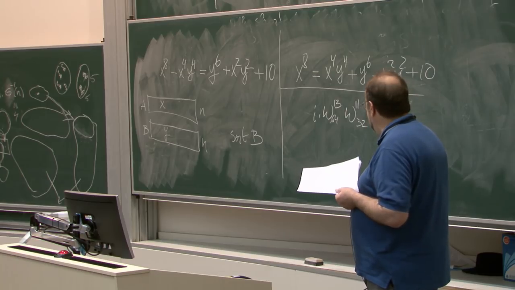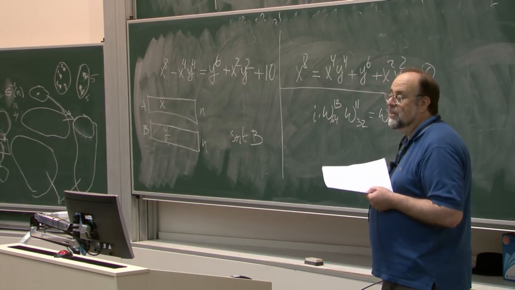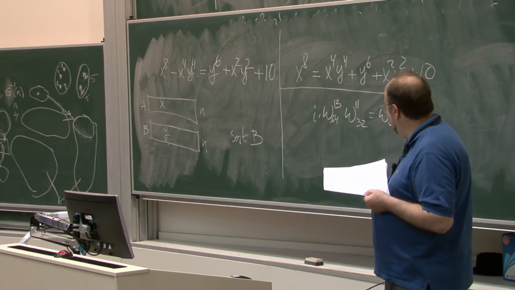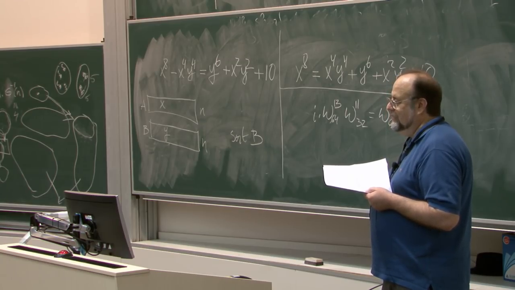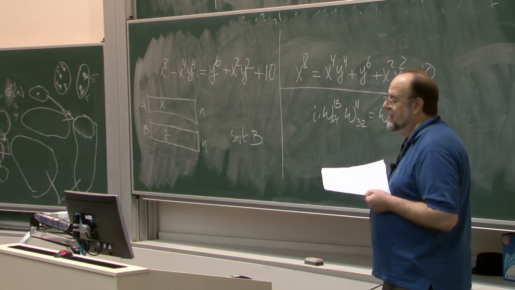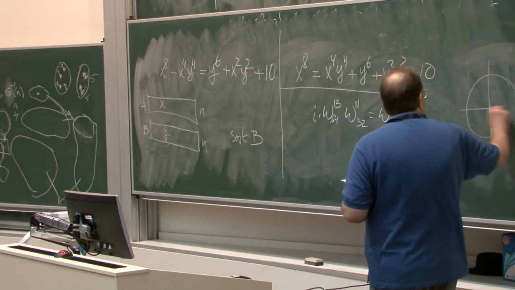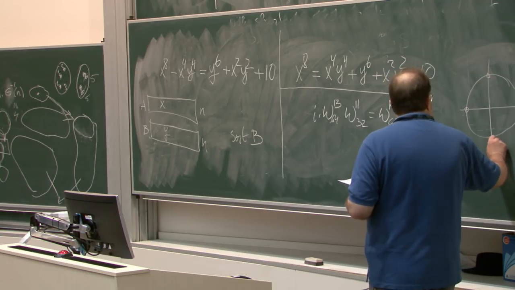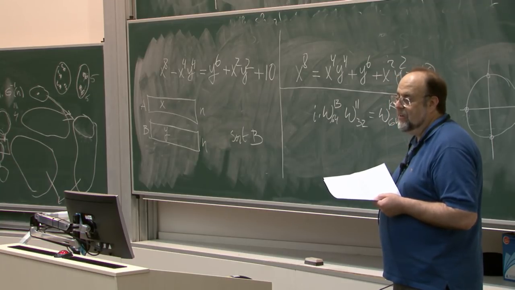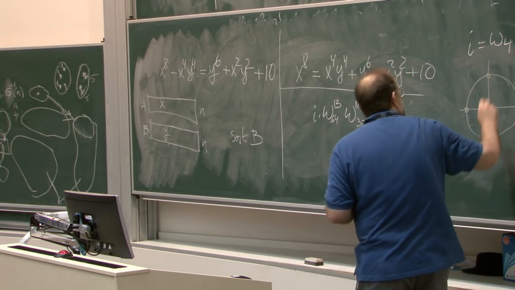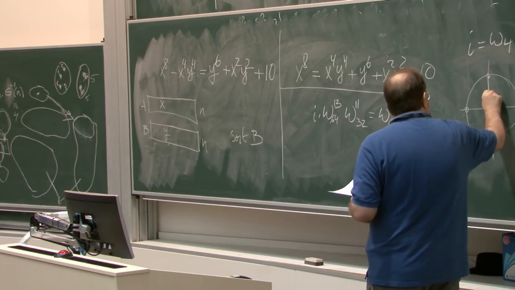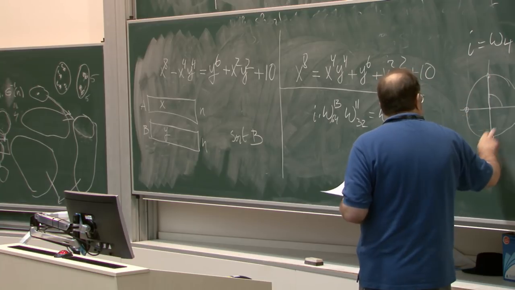What's the annoying element here? i. How do you get rid of i? Well, what is i? What root of unity is i? What order of root of unity is i? Pi over 2. i is equal to omega with what index? What order? 4, right? So i is simply omega 4, because you have 4 equidistant points.